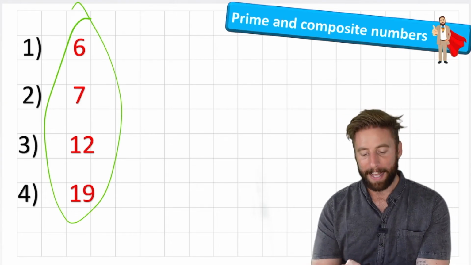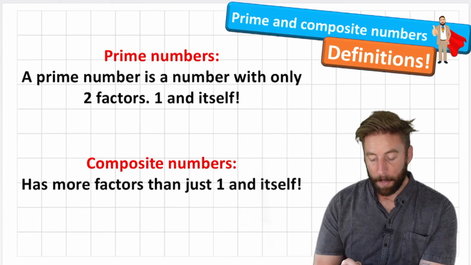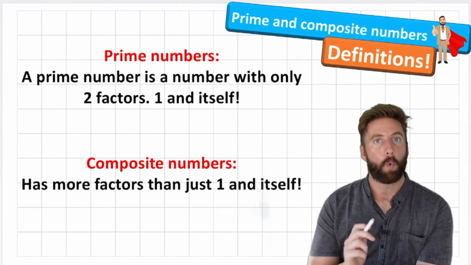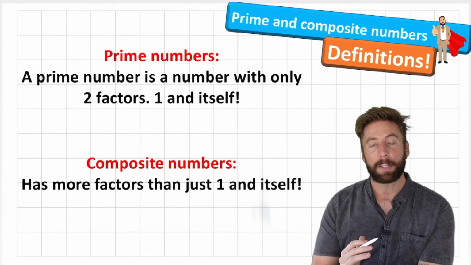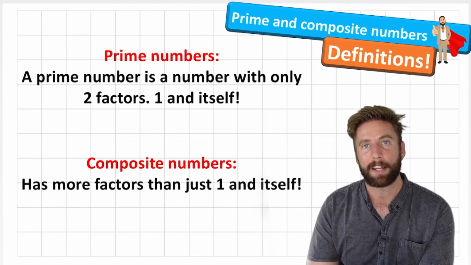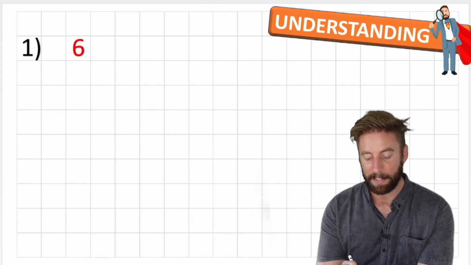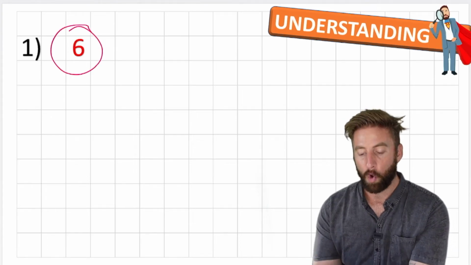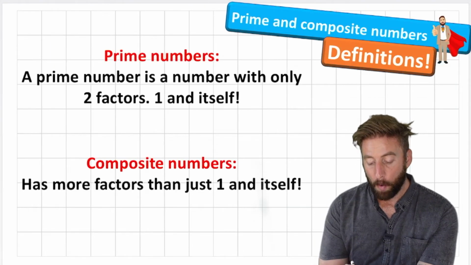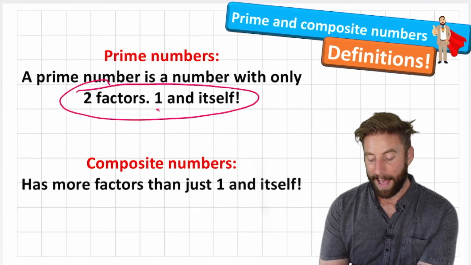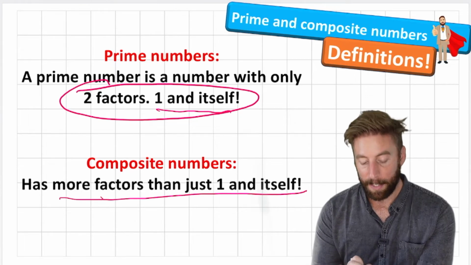Okay, but before we can do that, let's have a look at our definitions. So a prime number is a number with only 2 factors, 1 and itself, and we're going to discuss what that means in a minute. And composite numbers are numbers that have more factors than just 1 and itself, so a range of different factors. So let's look at our first example, the number 6, and let's discuss whether we think this is prime or composite. So if we go back to our definitions, we know that a prime number is a number with only 2 factors, 1 and itself, whereas the composite has more factors. So let's see what we get here.